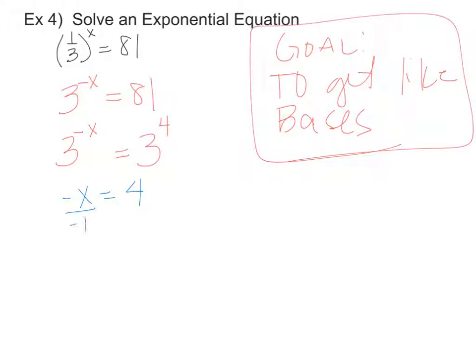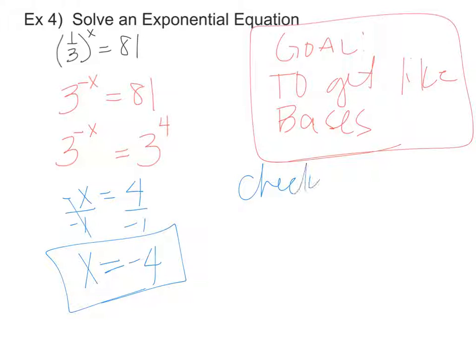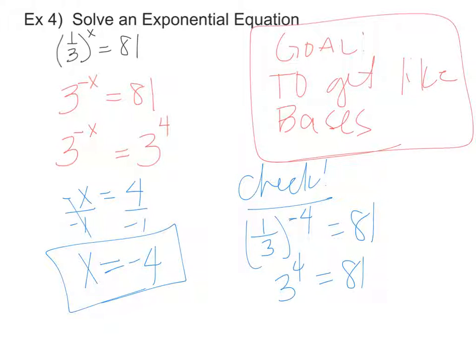Now to solve for x, I'm going to divide both sides by -1, and x is now equal to -4. You can always check if you want to. It's not required, but you can always check. You have 1/3 to the -4 power is equal to 81. Well, to make my exponent positive, I now have 3 to the 4th is equal to 81, and we all know that to be true. Pretty cool. Let's try another one.